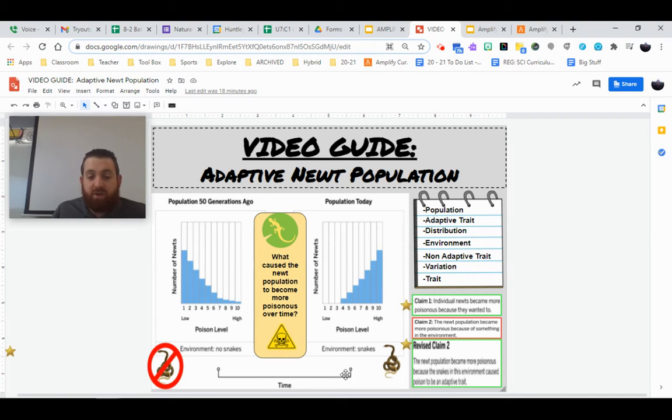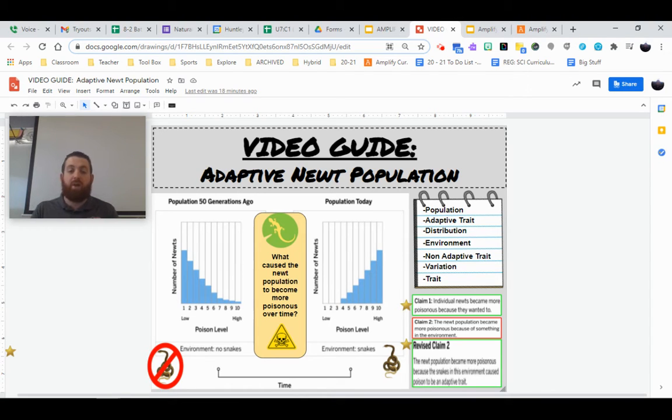Now, after 50 generations, we notice a few things happening in our histogram. Number one, we notice that we no longer have these really low poison levels, and we begin to see the distribution kind of flip. So we go from having that high to low distribution. Now we go from a low to high, with now our high poison level having the highest distribution. So how could this be? How could these things be related in a cause and effect relationship? How could these changes we see in our histogram be related to a cause and effect relationship between the newts, their poison levels, and the presence of snakes in their environment?